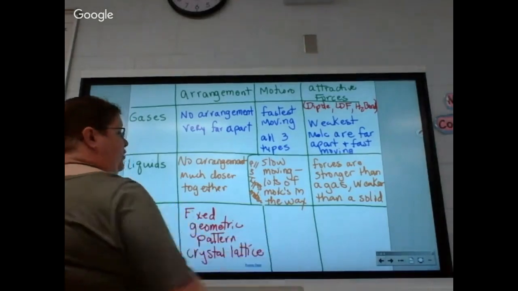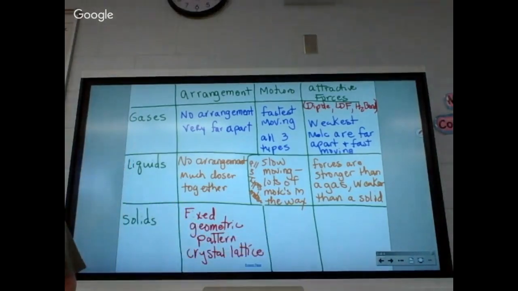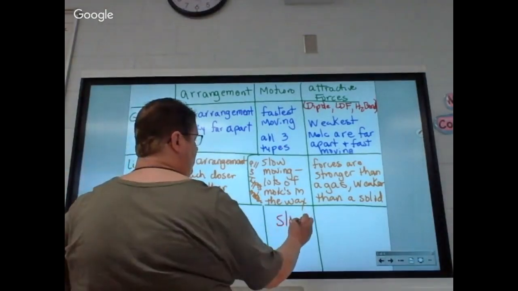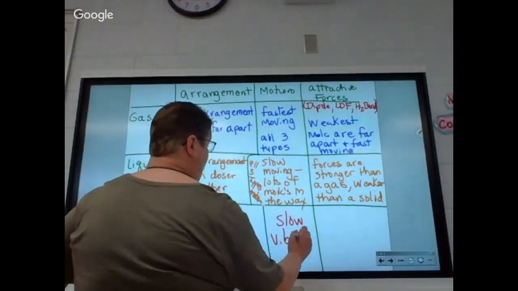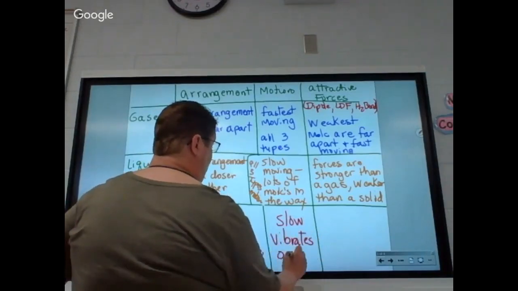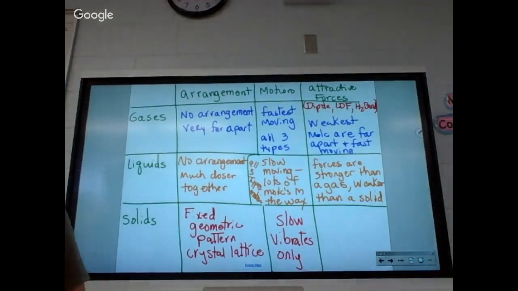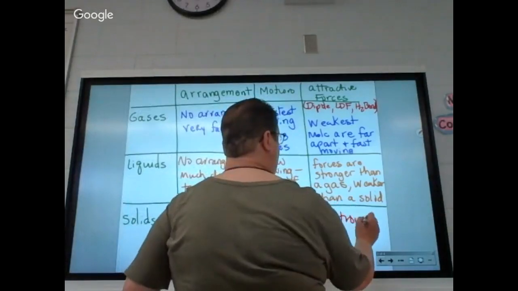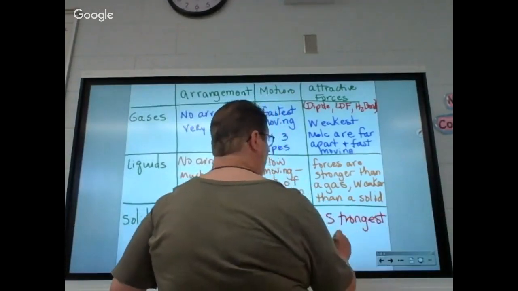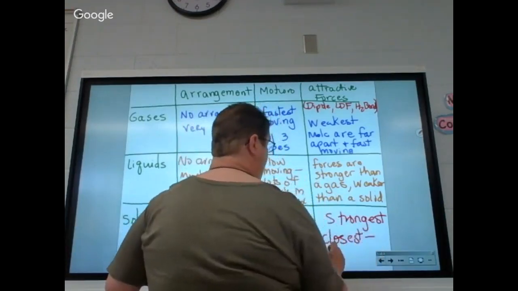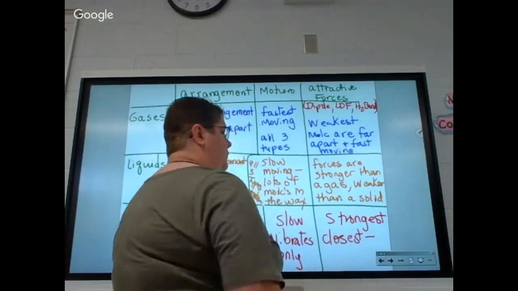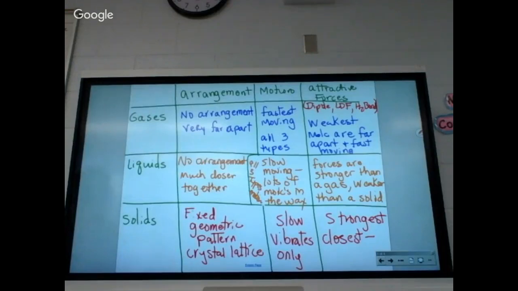All right, so motion. What kind of motion do solids have? We just talked about it. Slow. It's slow, yes. And what else? It vibrates only. Okay? It vibrates only. And the last box, what can you tell me about the attractive forces? They're the strongest. Why would these be the strongest? Because they don't move, but they stick together easily. They're the closest. So they can attract the easiest. The fact that they're the closest allows them to attract the best.